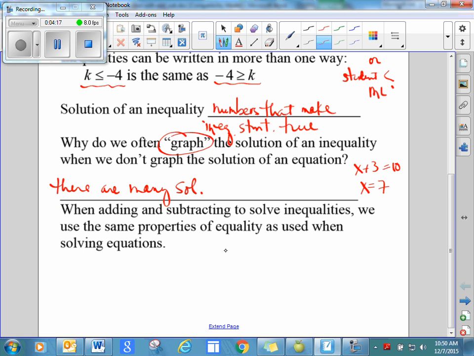So we're going to start on some of these, and when we add and subtract to solve inequalities, we use the same properties of equality that we did when we were solving equations. We have to do it to both sides of the inequality. We use the inverse operation, all the same stuff you guys are used to. But before we actually go on and start solving some, I want you to look on page 140 at the graphs in the middle of the page of the three inequalities they have there.